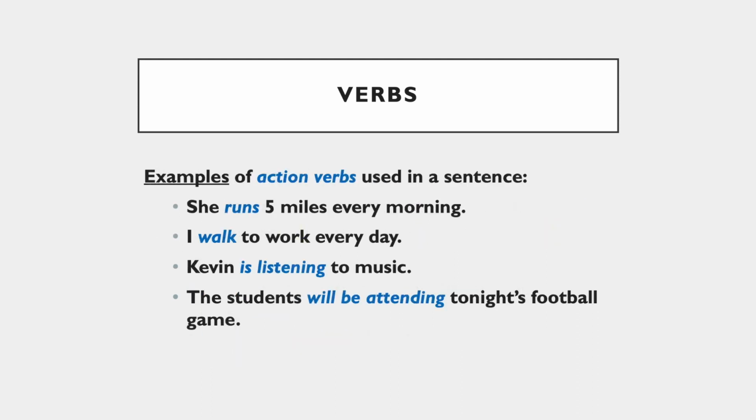Now I'm going to use action verbs in a sentence. She runs 5 miles every morning. Runs is the verb. I walk to work every day. Walk is the verb. Kevin is listening to music. Is listening is the verb. The students will be attending tonight's football game. Will be attending is the verb.